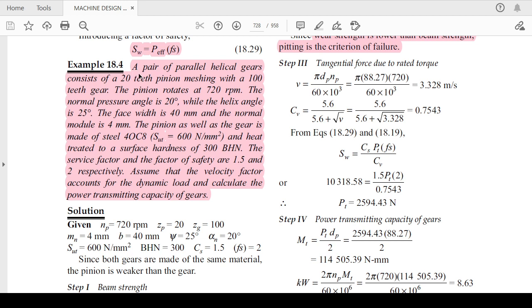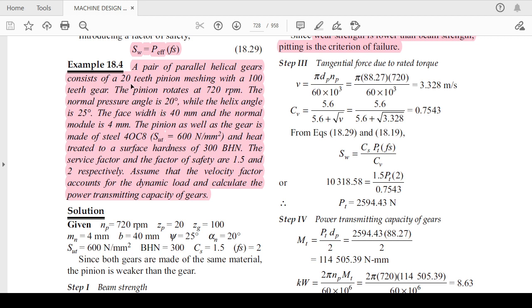As you can see, a pair of parallel helical gears consists of a 20 teeth pinion meshing with a 100 teeth gear. The pinion rotates at 720 rpm. Okay, means the number of teeth for the pinion and gear are given. Then the pinion rotates at 720 rpm means your N, or number of revolutions for the pinion, is given, and the normal pressure angle is 20 degrees, means alpha n is 20 degrees is given.